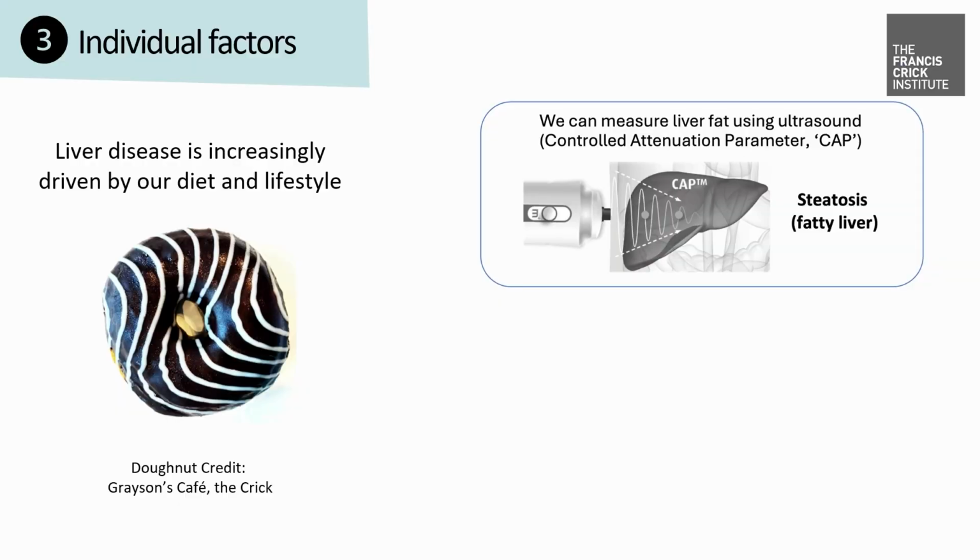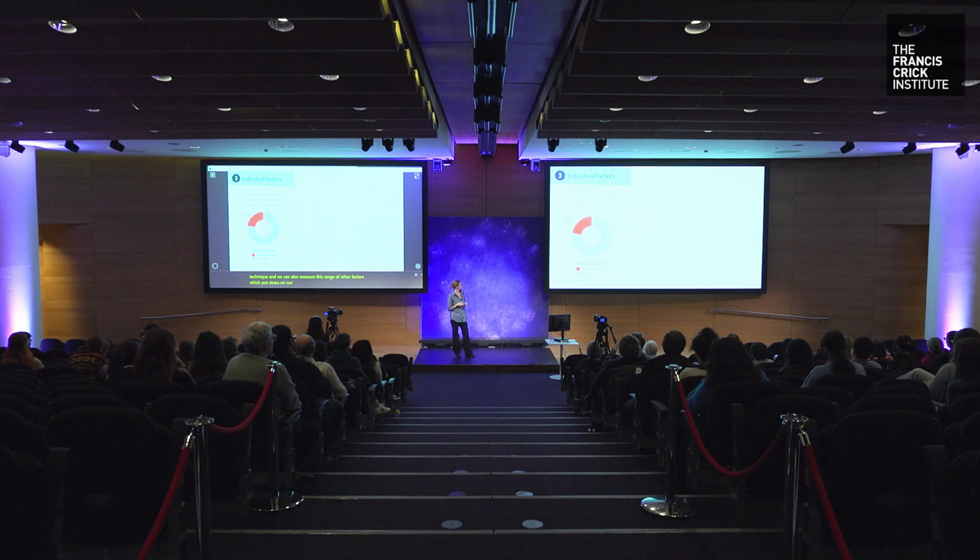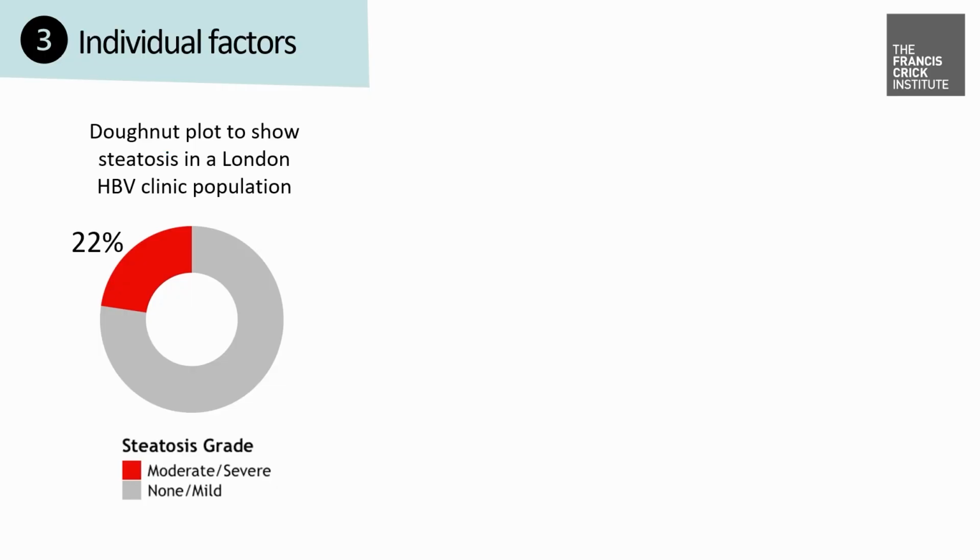And we know that fatty liver disease, metabolic liver disease, is a big contributor to a population health explosion of liver disease. We can measure fatty liver or steatosis, again using a simple ultrasound-based technique. And we can also measure this range of other factors which put stress on our livers. And we've been doing that in our local clinic here in London. And actually, we've converted the Grayson's donut into a donut plot, which shows you that 22% of our patients here locally are living with moderate or severe fatty liver disease on top of hepatitis B.